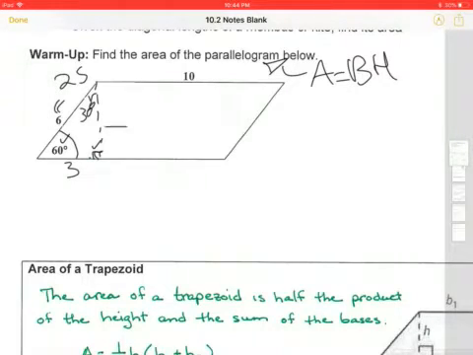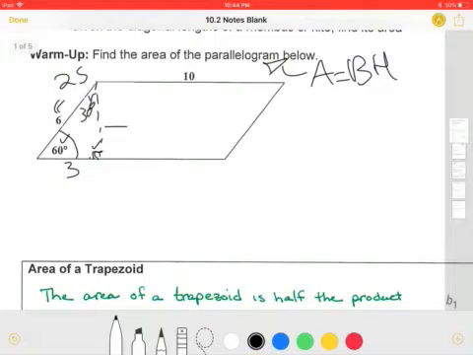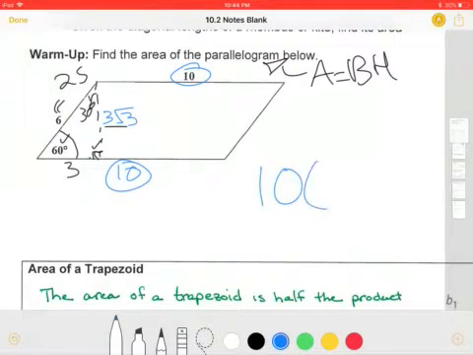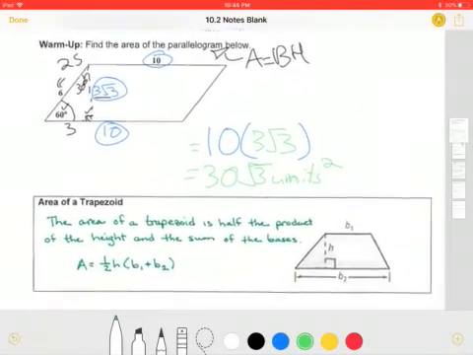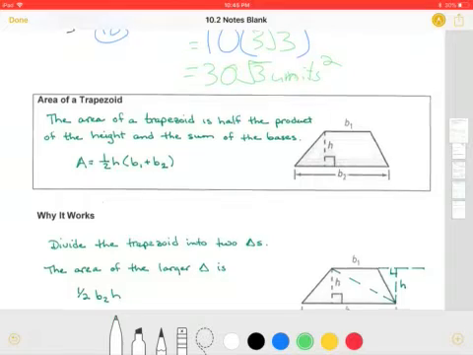And what does that make the height? What do you think? That would make the height 3 root 3. And if we're going for the area in this case, our base up at the top and the bottom is 10. So we would take 10, multiply that with our height of 3 root 3, and get a total of 30 root 3 units squared. Pretty simple warm-up.